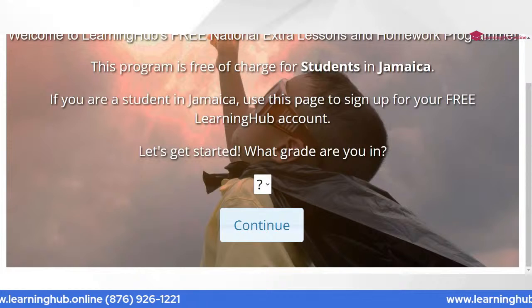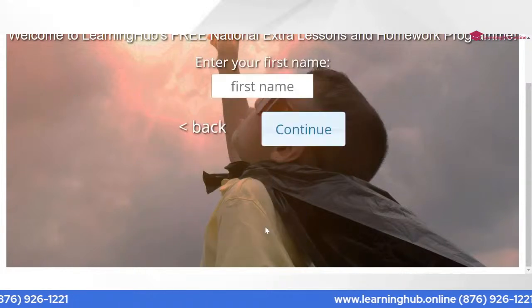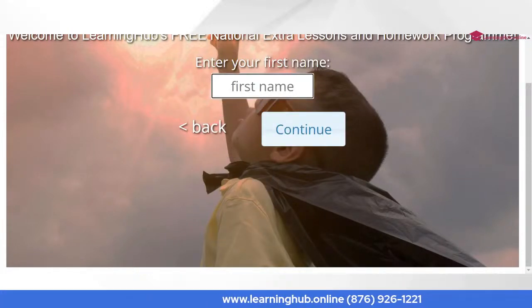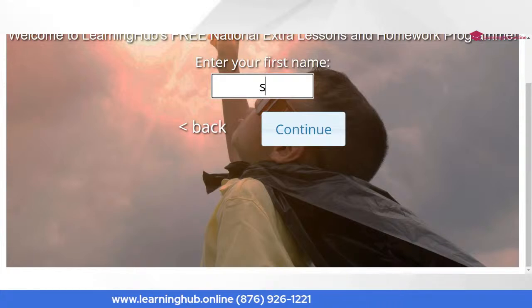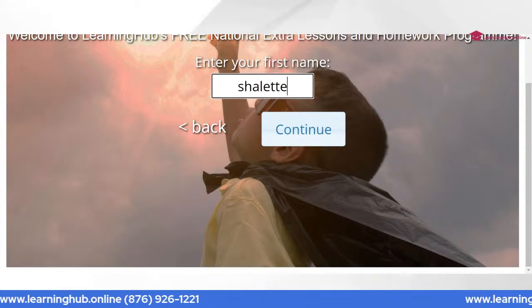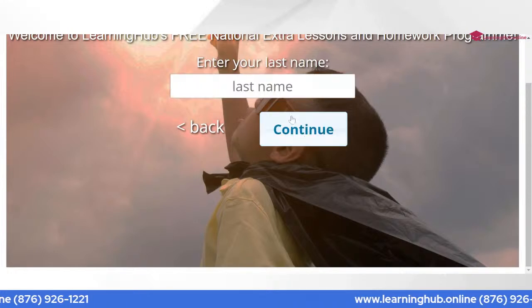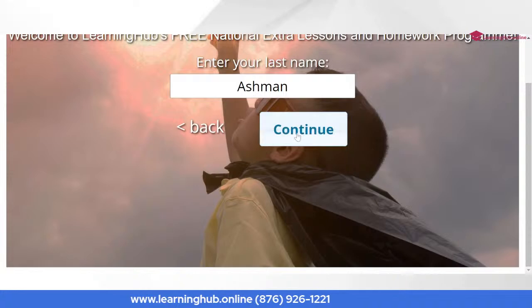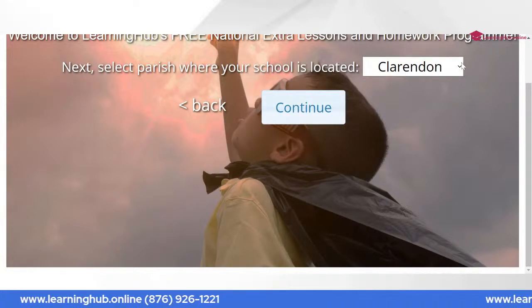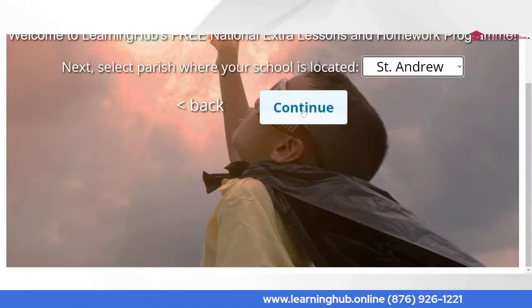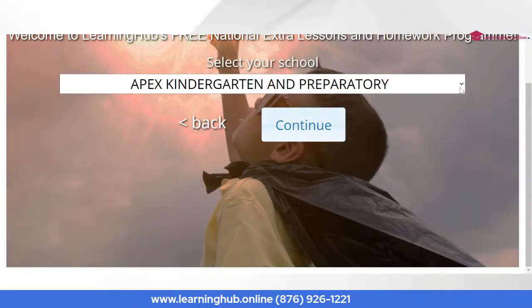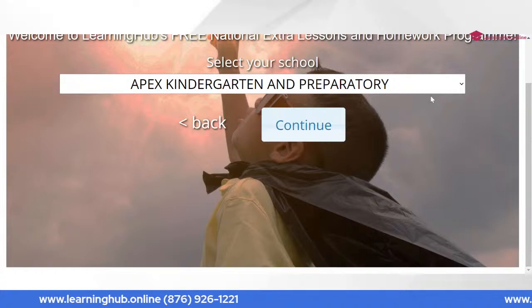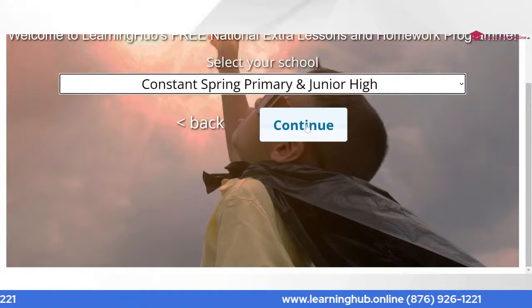So let's say that you're in grade 6, and you press continue. It asks you to enter your first name. I'm just going to type Shalette. That is my first name. Continue. It asks for your last name. My last name is Ashman. I press continue. It asks for my parish. I'm going to select Kingston, St. Andrew, and I click continue. And it asks you to select your school. I went to Constant Spring. That's my old school. And I click continue.